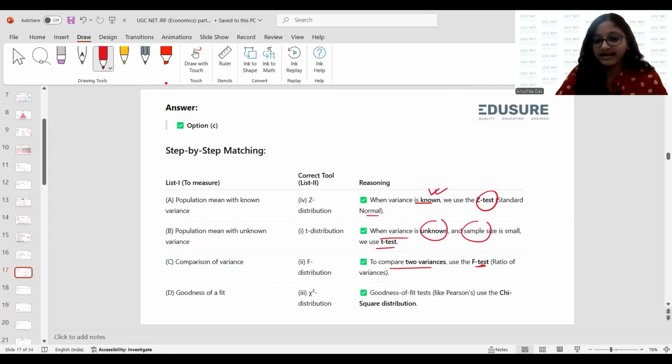We have to use F test there, and for the goodness of fit, we use the chi-square distribution. I hope this much is absolutely clear.